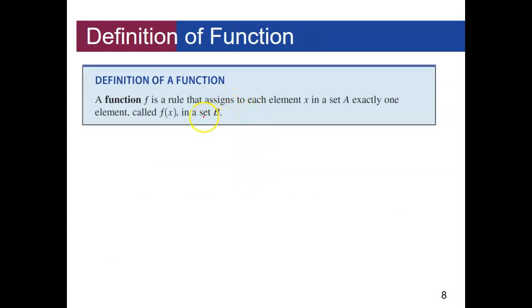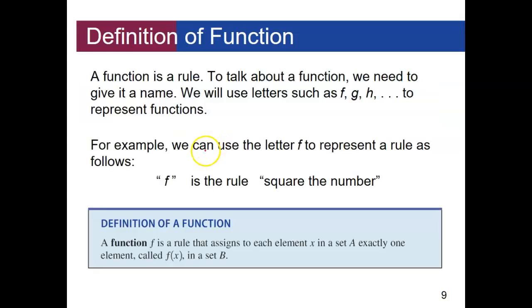So our definition of a function f, and f is a common notation for function, is a rule that assigns to each element x in a set A exactly one element called f of x in a set B. And we'll go through some examples of what this all means.